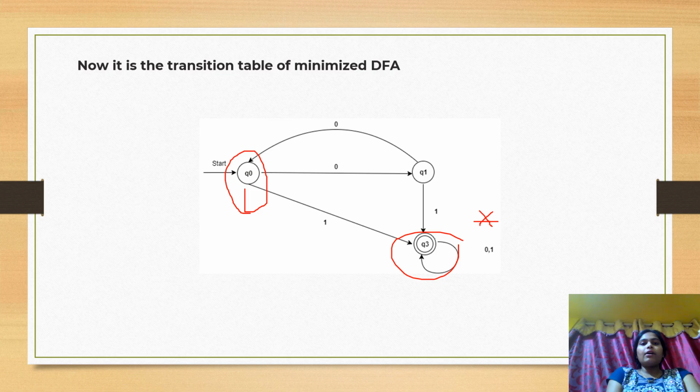Q3 is a double circle because it is a final state, and there is a self loop for 0 and 1, which indicates that whichever of 0 and 1 we apply on Q3, it gets self looped. In the other states, if we apply 1 on Q1, it moves from Q1 to Q3. In a similar way, when we apply 0 on Q1 it moves to Q0. But if we apply 0 or 1 in state Q3, it will self loop on the state. So this is an example for minimization of DFA.